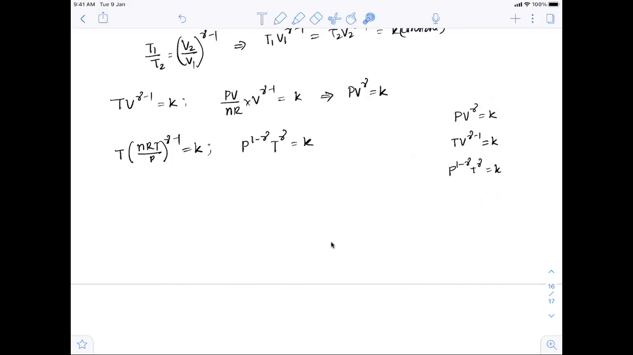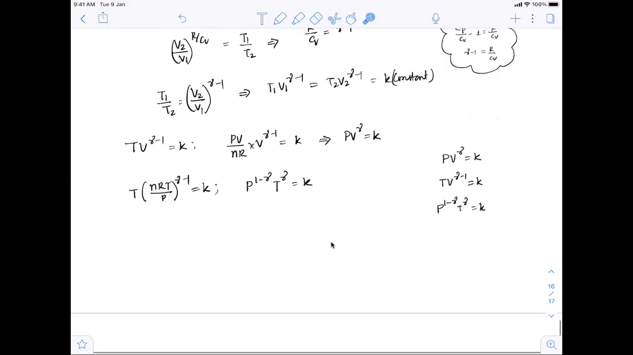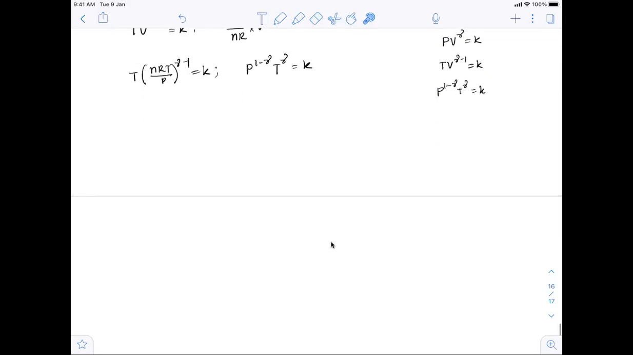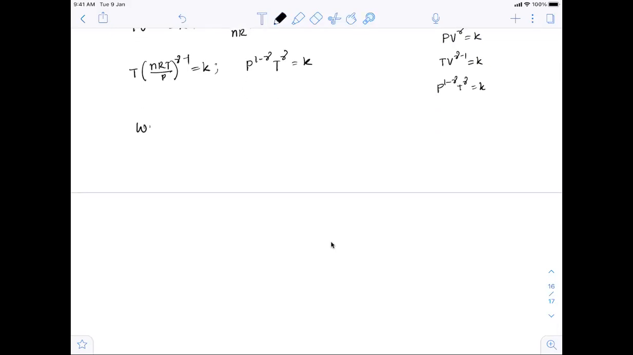Okay, guys. So this is only valid for reversible adiabatic processes. Now, how do we calculate the work done? We can use these formulas everywhere as long as it is adiabatic reversible. So how can I find the work done now?